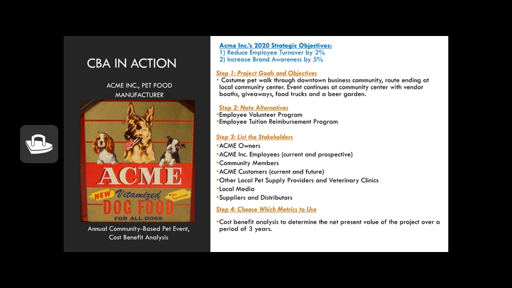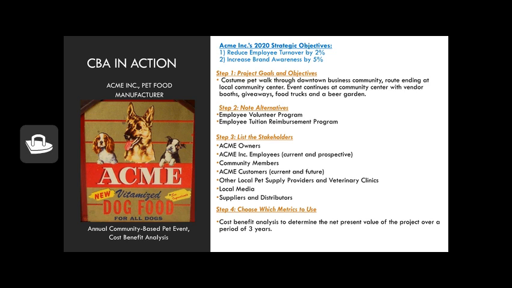Moving to step 2, we're asked to present potential project alternatives that might also be effective in achieving Acme's objectives. In this case, we've listed an employee volunteer program and an employee tuition reimbursement program as means to potentially decrease employee turnover and increase brand awareness. However, at this point, after further analysis, the Pet Walk seems to be the best project to achieve both objectives at a higher level, while also involving the community, which we know is important to Acme.